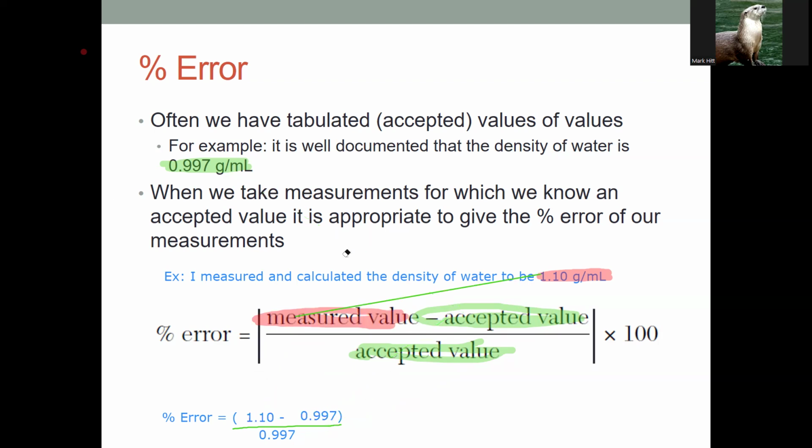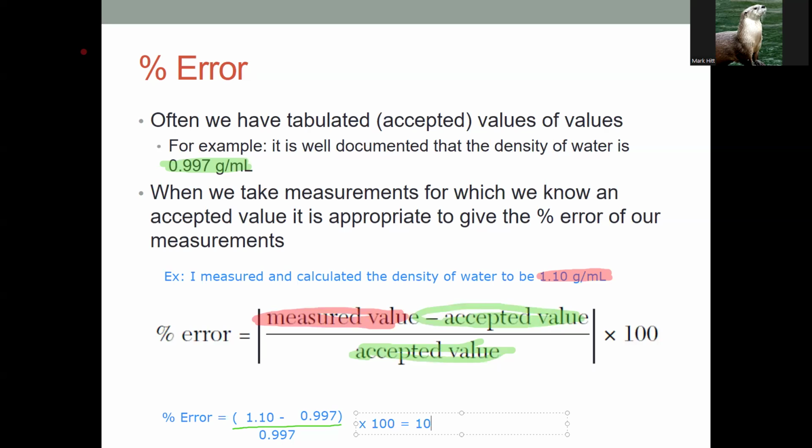Now I'm not going to forget my end part here. I have to multiply by 100. So if I do my math out, I find that my percent error should be... Sorry, I knew I did something wrong here. Anyway, I do my math out, and I'm going to get 10% error.